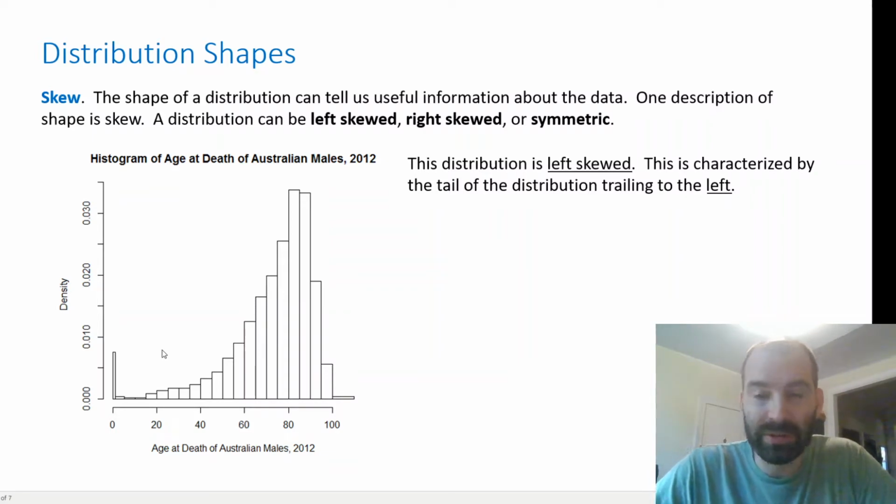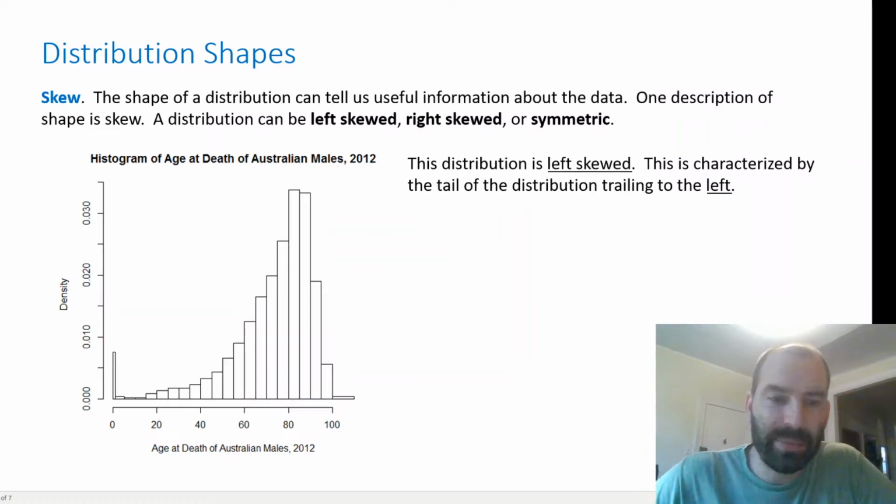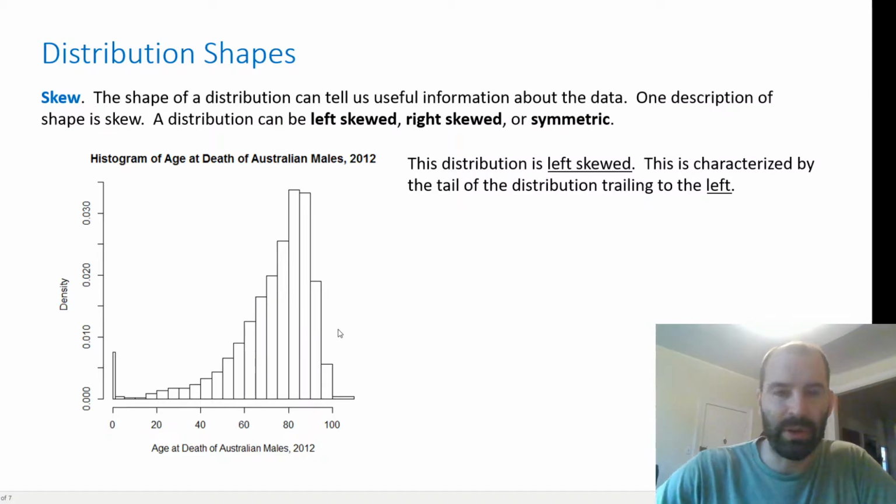This is an example of a left skewed distribution. And let's think about what that means. We have age at death, so we know that some Australian males are going to die quite young. It just happens. And then as you get old, as the ages increase, it's more likely that we're going to have deaths. And so these bars get taller and taller. And so that means the bump is shifted off to the right, which means we call the distribution left skewed. So this is the type of data that would be left skewed.